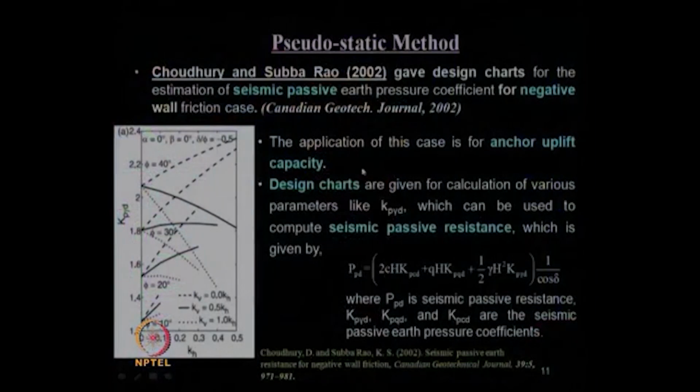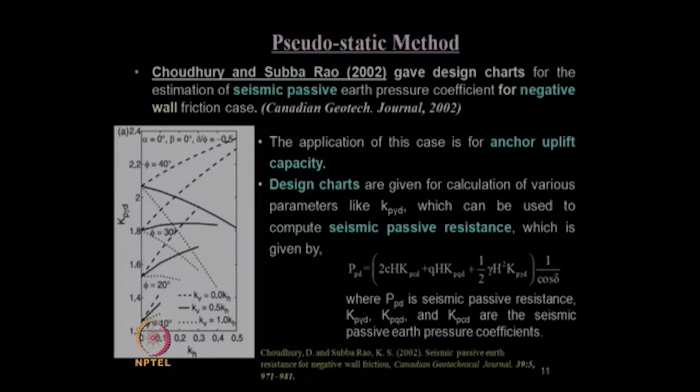Now, for the pseudostatic method, the method was further extended by other researchers. As I said, I will describe the recent research work. Chaudhary and Subbarao in 2002 gave the design chart for the estimation of seismic passive earth pressure coefficient for the negative wall friction case. What is the negative wall friction case? Let me describe it a little bit.